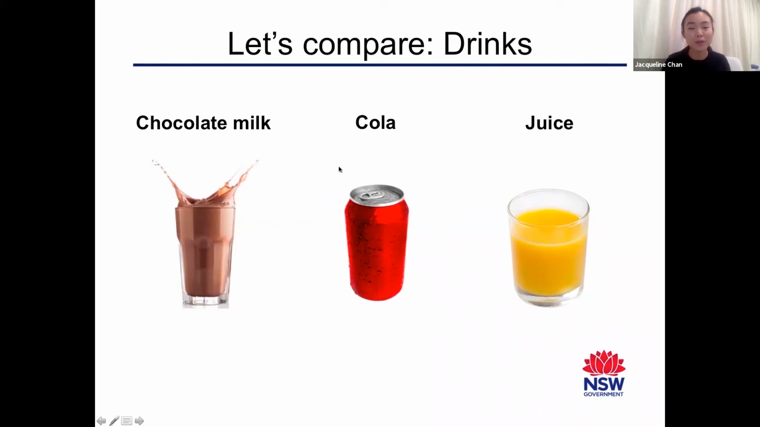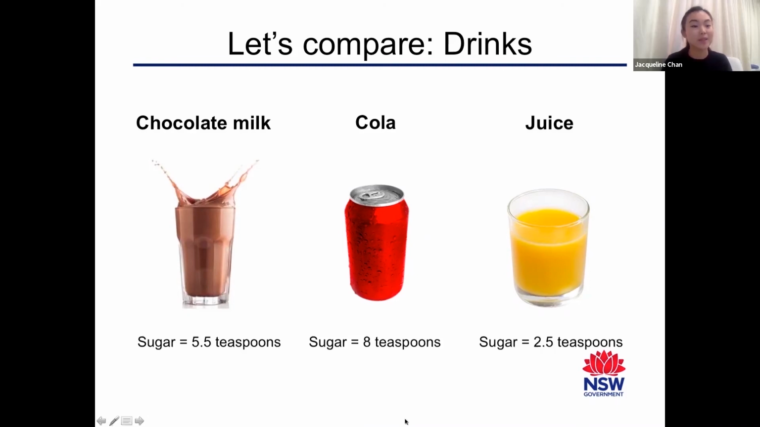So most people voted for cola. And let's have a look. So we can see that cola does have the most sugar. It's got 8 teaspoons of sugar in a can. Then it's chocolate milk with 5.5 teaspoons and juice with 2.5 teaspoons. This is 100% fruit juice, keeping in mind.